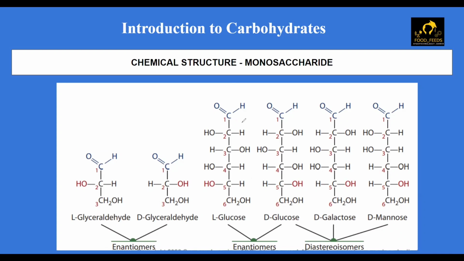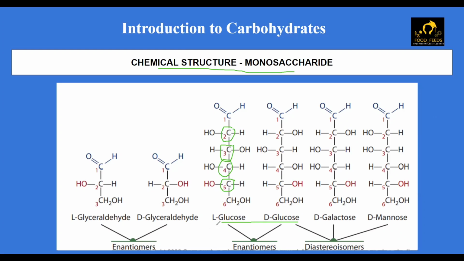Now we will understand the chemical structure of monosaccharides, and we'll also see which are the asymmetric carbons. Let's take the first example, glucose. Here, as you can see, the asymmetric carbons are C2, C3, C4, and C5. Why? Because each side of them has a different group. That is why we can say that C2, C3, C4, and C5 are asymmetric carbon atoms.